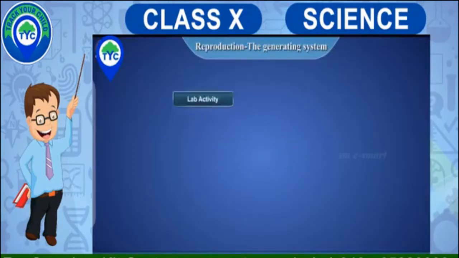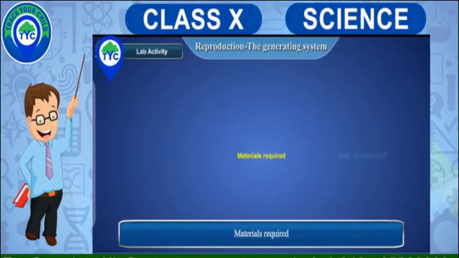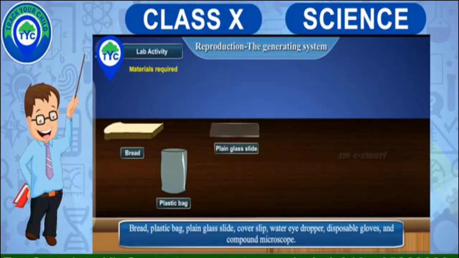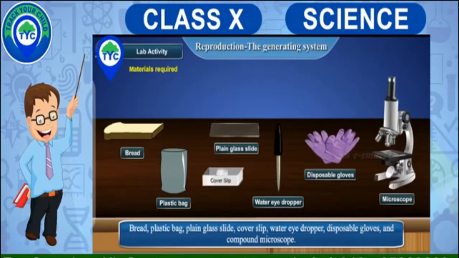Lab activity. Aim: to grow and examine Rhizopus or common mould. Materials required: bread, plastic bag, plain glass slide, cover slip, water, eyedropper, disposable gloves, compound microscope.